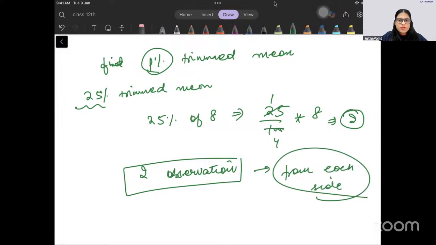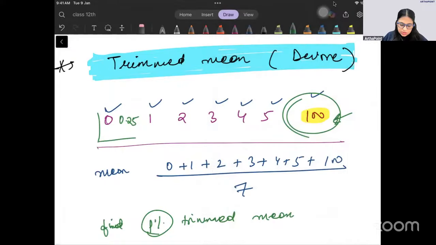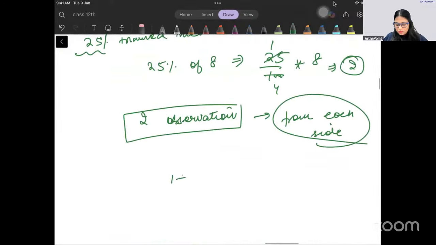I will reduce 2 observations. 2 हटाओगे, but you will reduce them from each side. तो माने you will reduce these 2 observations and you will reduce these 2 observations. And then you will find the mean of the remaining observations. ठीक है? So this will be called a trimmed mean. Trimmed mean का मतलब होता है, meaning of trimmed mean is you reduce certain observations from both sides so that you get better accuracy by removing the outliers.